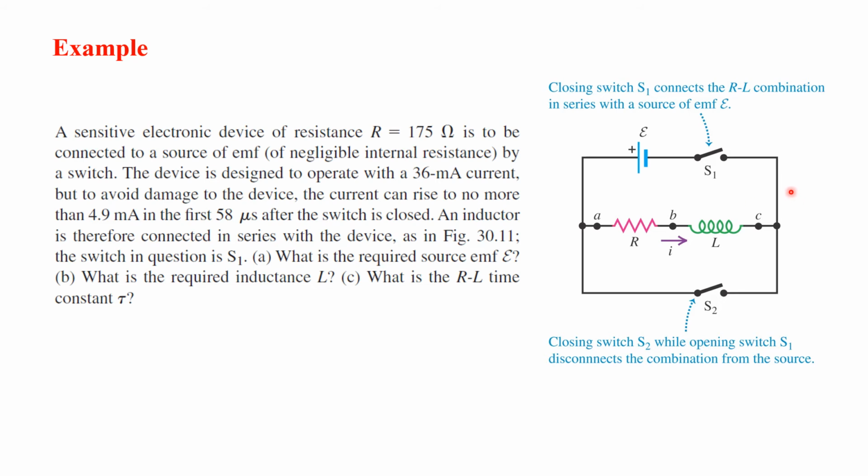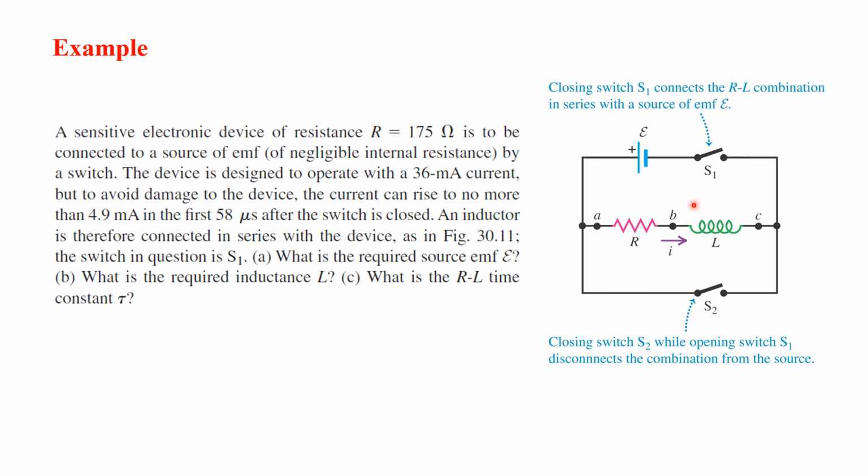Again, a sensitive electronic device of resistance 175 ohms is to be connected to a source of EMF of negligible internal resistance by a switch. The device is designed to operate with a 36 milliampere current. But to avoid damage to the device, the current can rise to no more than 4.9 milliamperes in the first 58 microseconds after the switch is closed. An inductor is therefore connected in series with the device to avoid the device being broken or damaged.